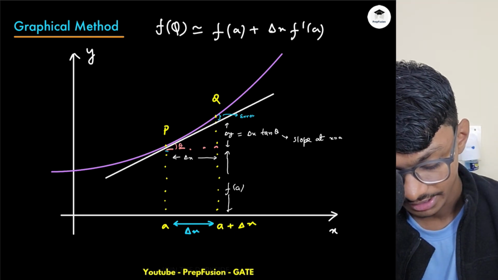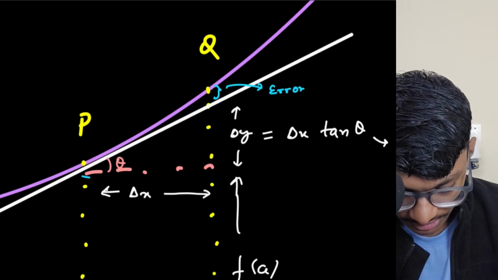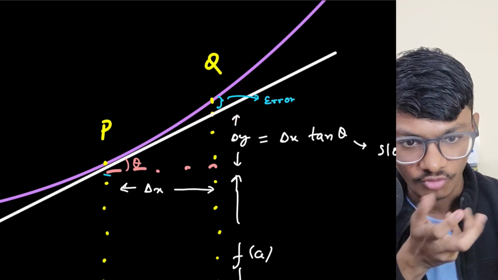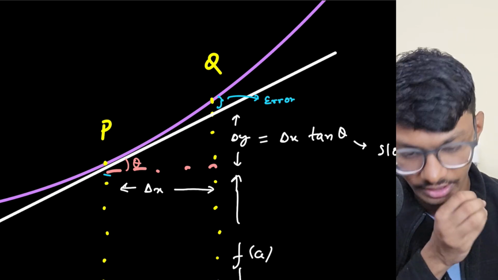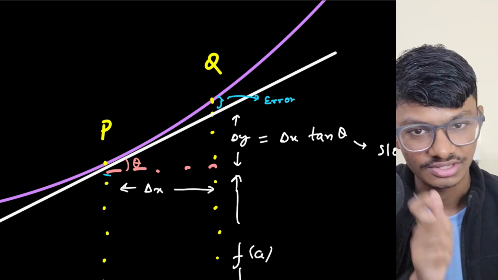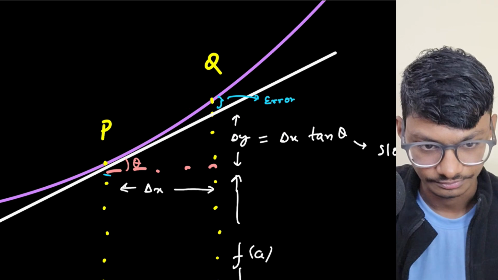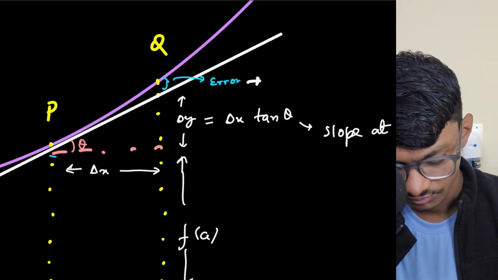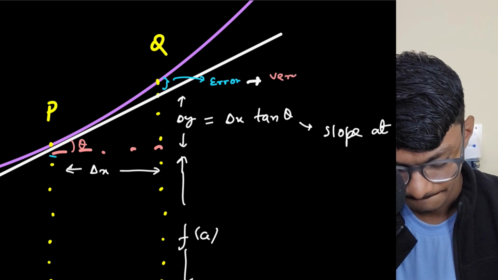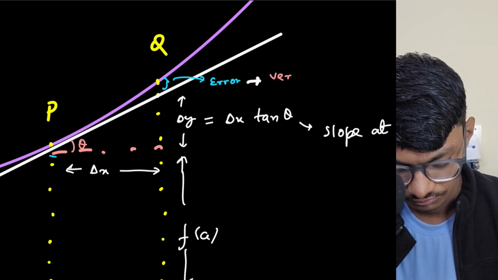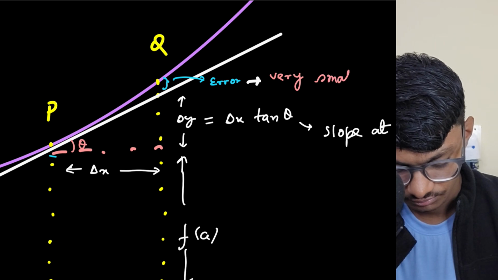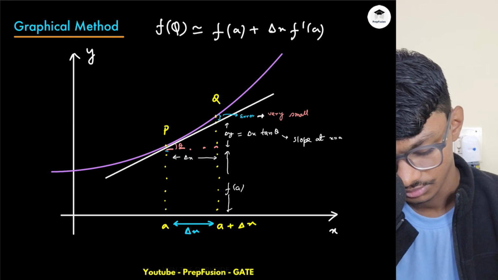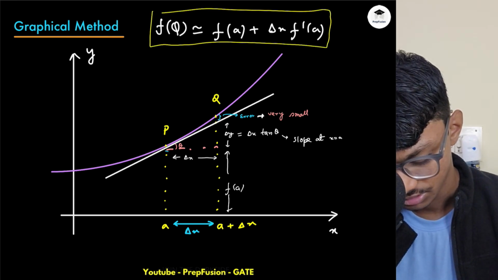Again, you can observe this graphically: here I'm having an error, but it is a very small error. Obviously I won't be able to tell the exact value, but there will be some error over here, and this will be very small. So this is how you understand this graphically. Let me just put this in a box.